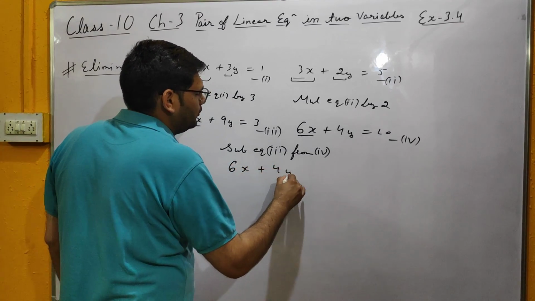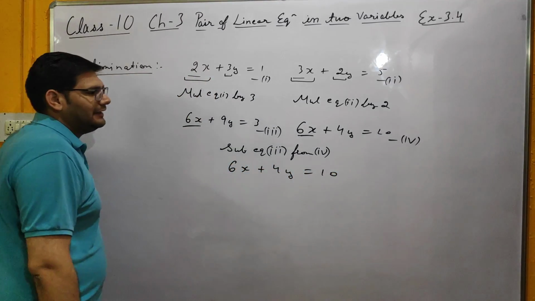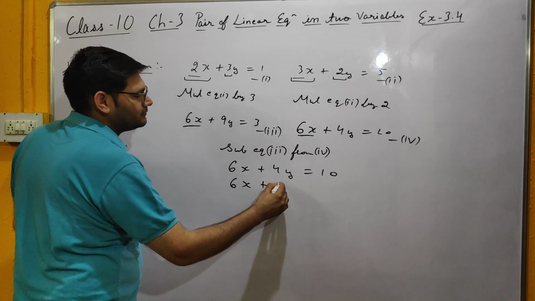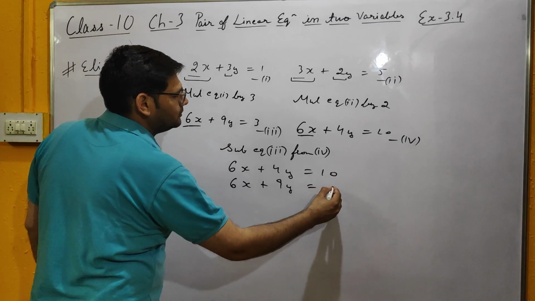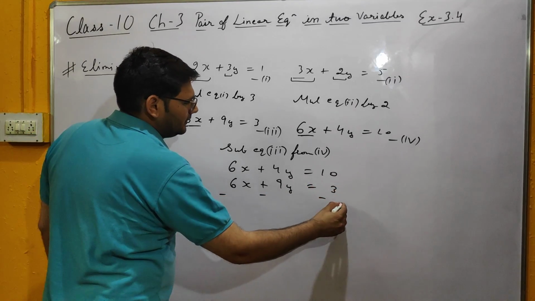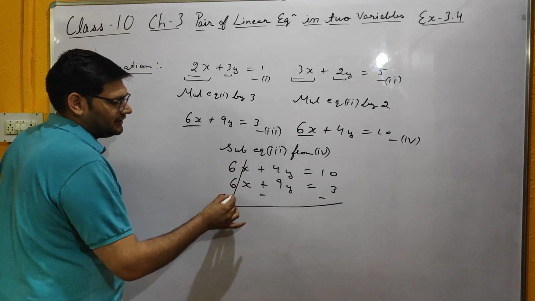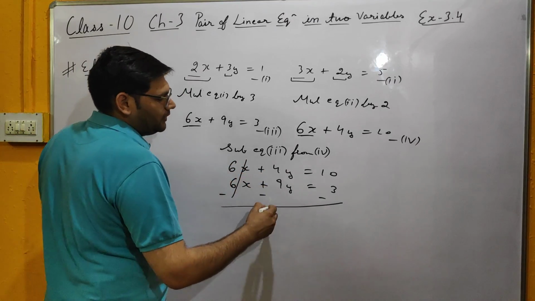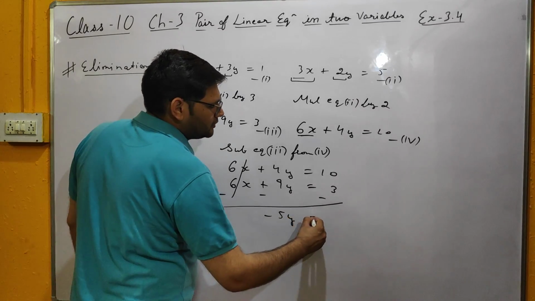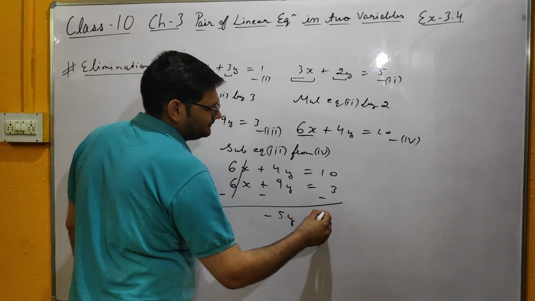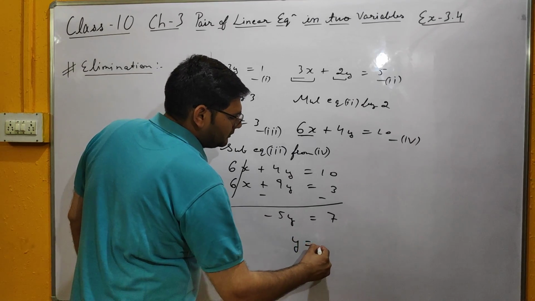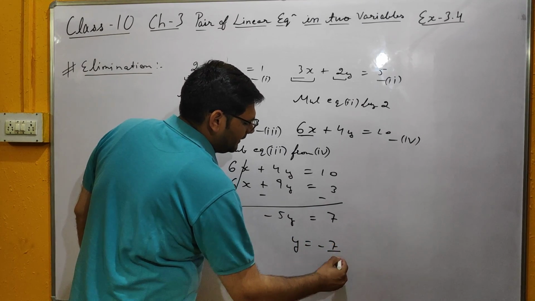6x plus 4y equals 10. And now we will write this equation, 6x plus 9y equals 3. Subtract, the sign will be changed. This is cancelled. What is left? Minus 5y equals 7. Okay. So what is the value of y? y equals minus 7 by 5.